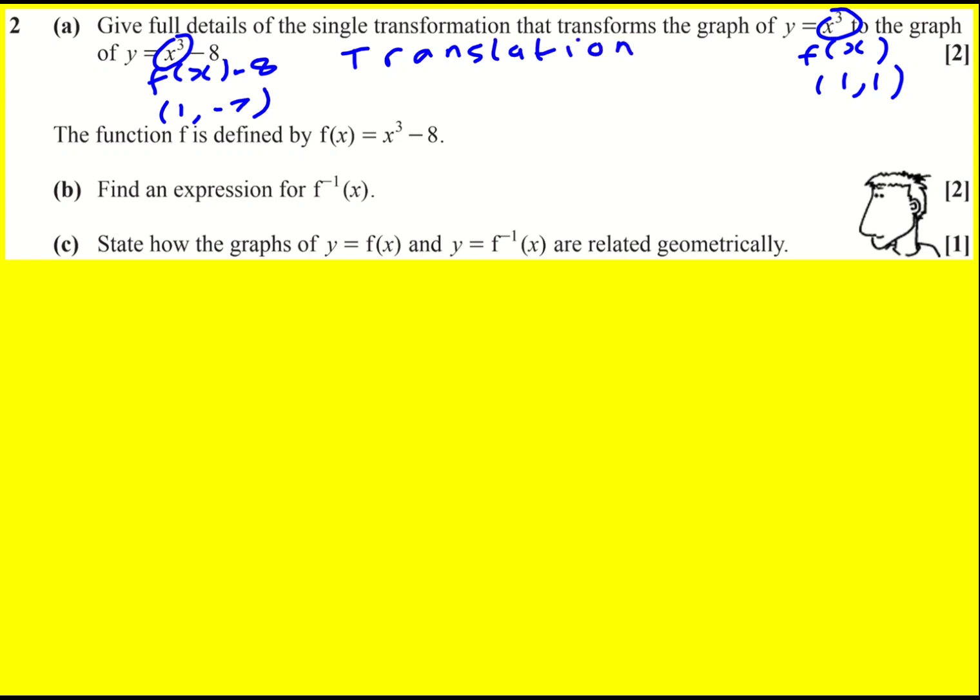You can either say it's a translation by minus 8 units in the y direction, or just to make things a little bit easier, let's use vectors. Translation by 0, minus 8.